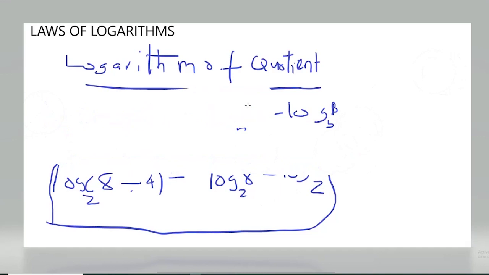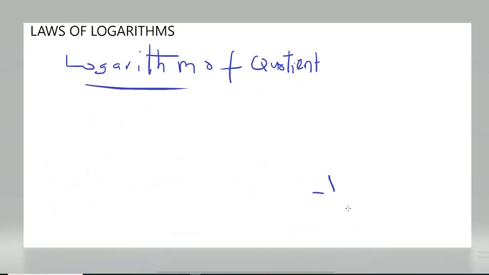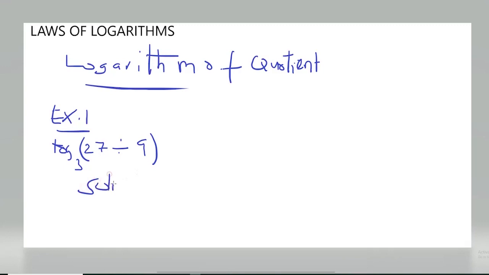Now, example number 1 of this part. Assume you are given the logarithm of 27 divided by 9 to base 3. Find the value. Solution: this can be expressed as the logarithm of 27 divided by 9 to base 3.